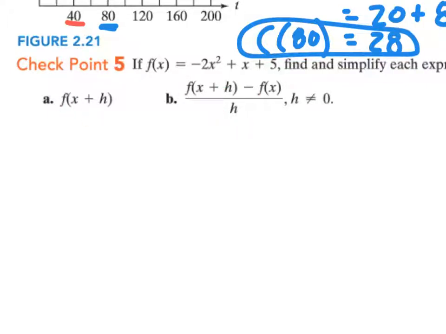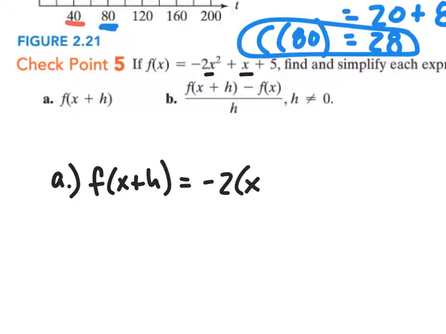So in part A, if I wanted to find f of x plus h, then I'm going to plug in x plus h for my x values in my function. So I'm going to get negative 2 times x plus h quantity squared plus x plus h plus 5. So that's f of x plus h.